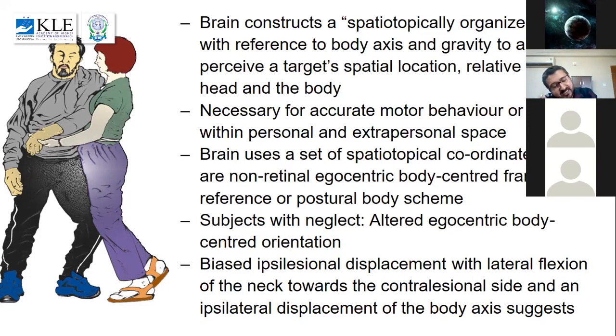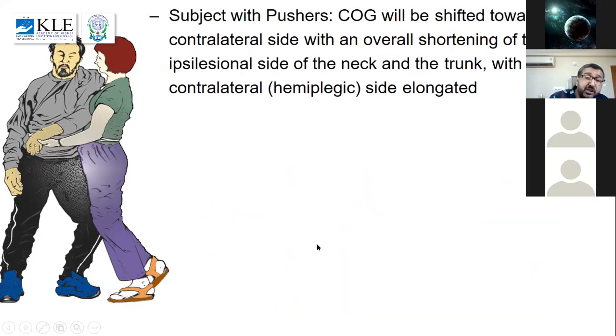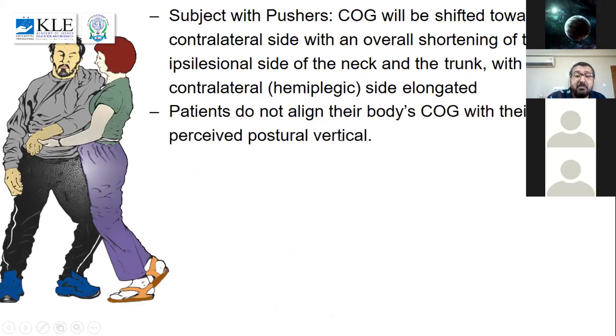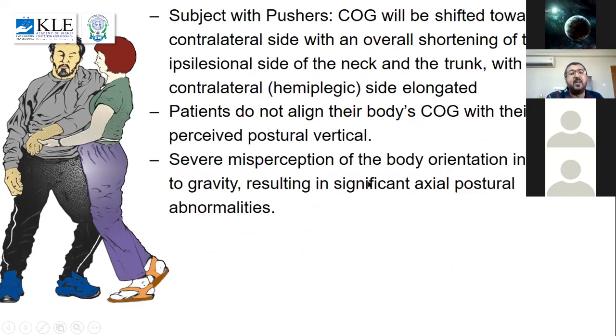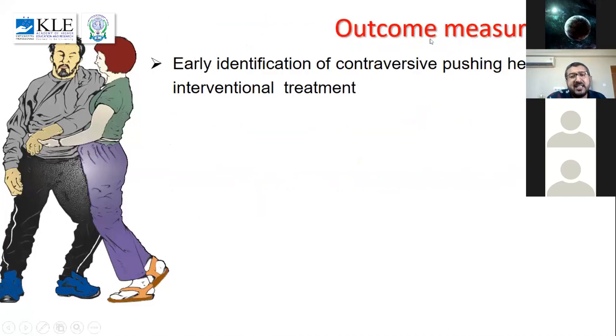In neglect they lean towards the unaffected side, whereas on the contrary, in the case of Pusher syndrome, they tend to lean towards the affected side. Even the neck rotation will be different. And the most important thing, as mentioned earlier, is that patients don't align their body COG with their perceived postural vertical. In fact, they will fight against it. As a result, they will tend to list to the affected side. So these are the points that I would like to talk about on the pathophysiology.